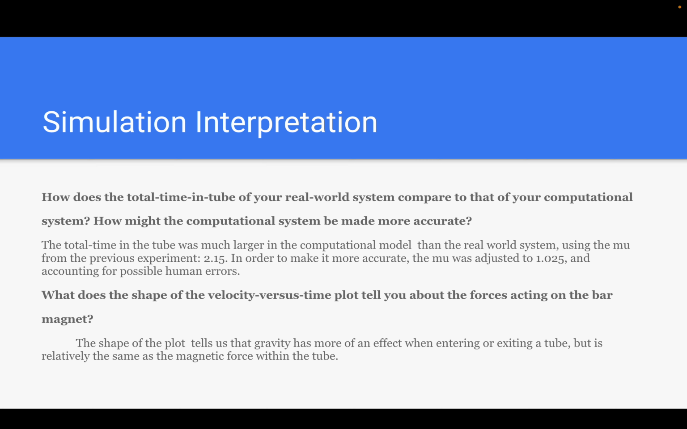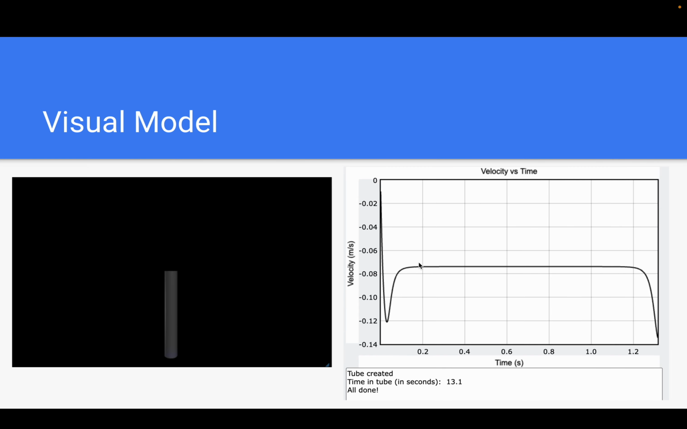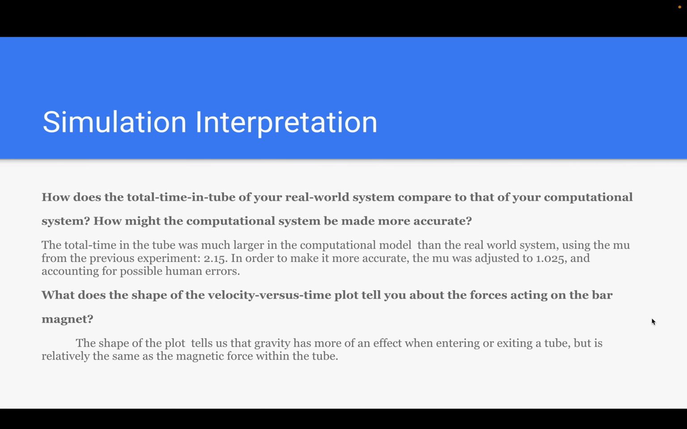In order to make it more accurate, the magnetic dipole was adjusted and also accounted for possible human errors. And the shape of the plot previously seen tells us that gravity has more of an effect when entering or exiting a tube, but is relatively the same as the magnetic force within the tube, which is why velocity is seen as constant in the middle, but is drastically different or drastically lowered at the ends of the experiment.